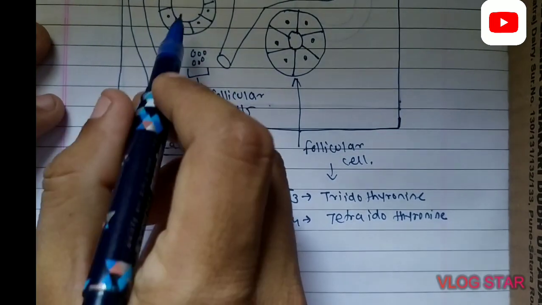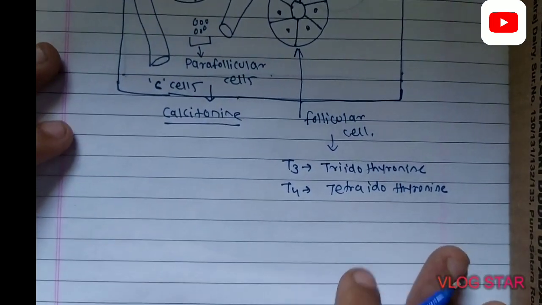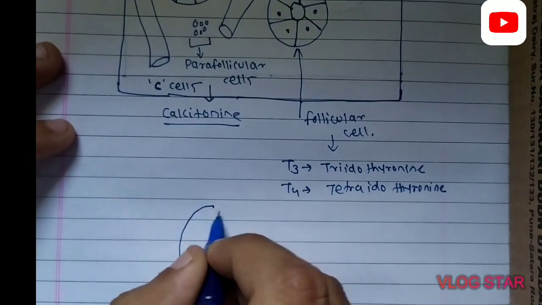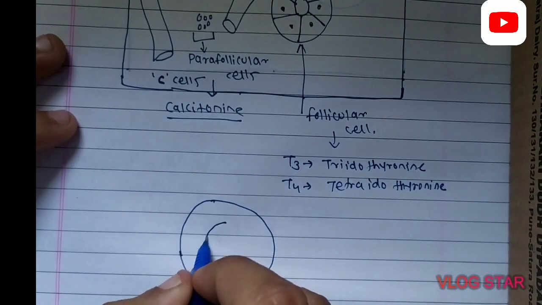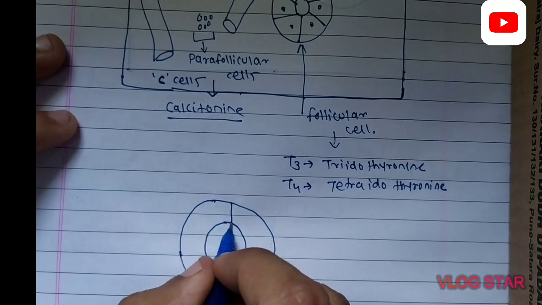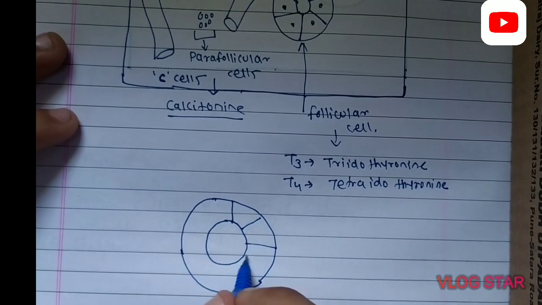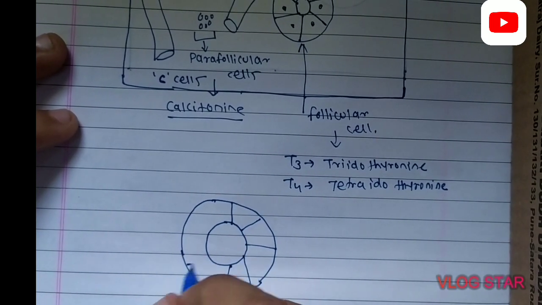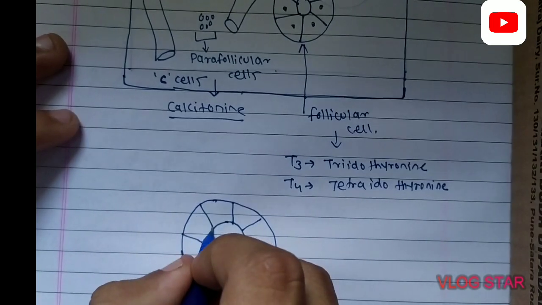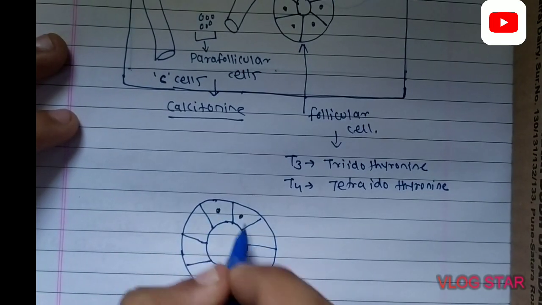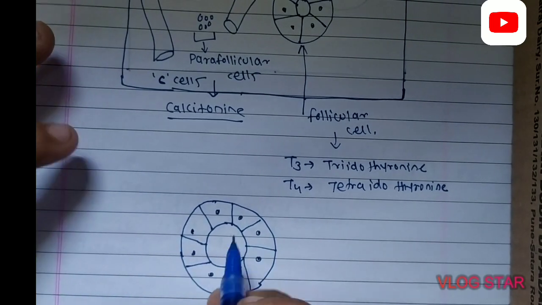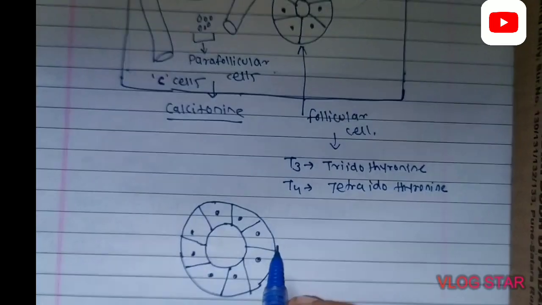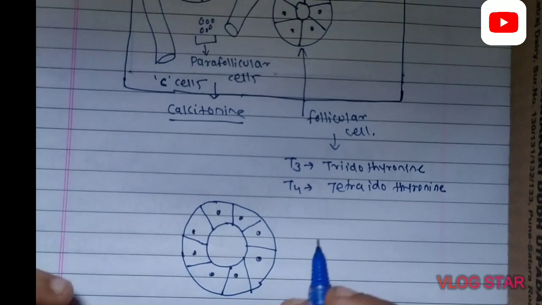So I am taking this single follicular cell here. This is a single follicular cell which is made by cuboidal cells and nucleus in the center. This total one follicular cell is made by a single unit.